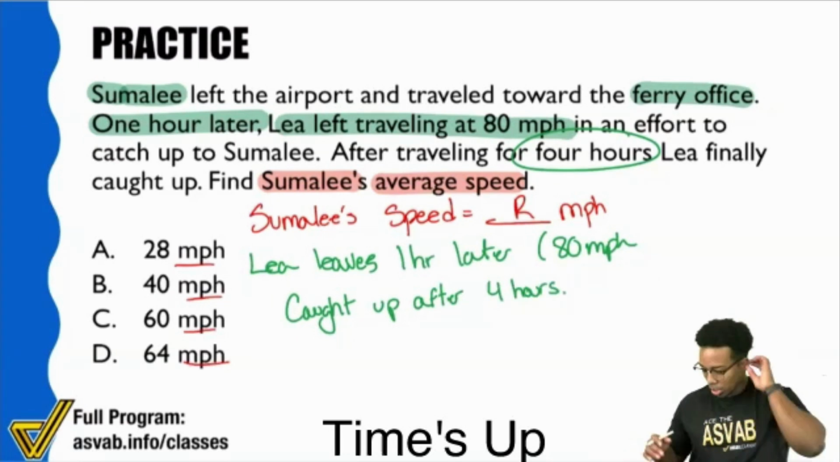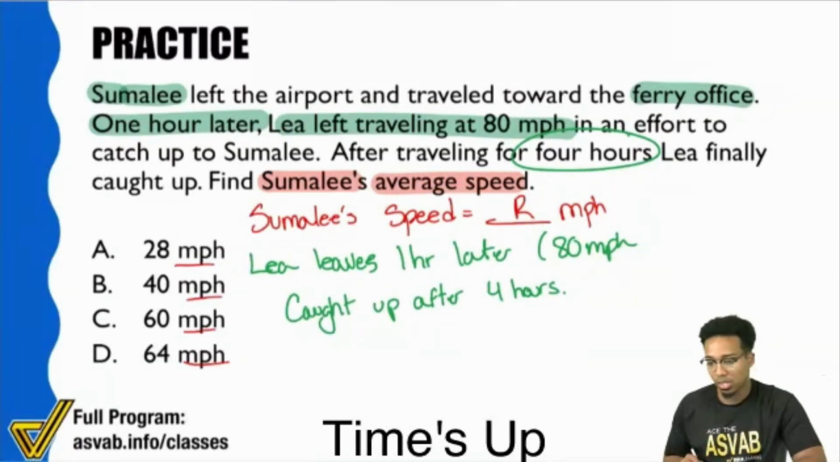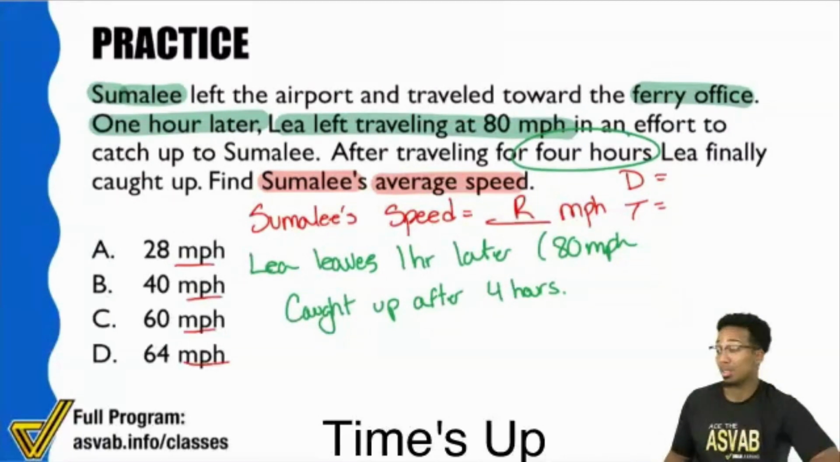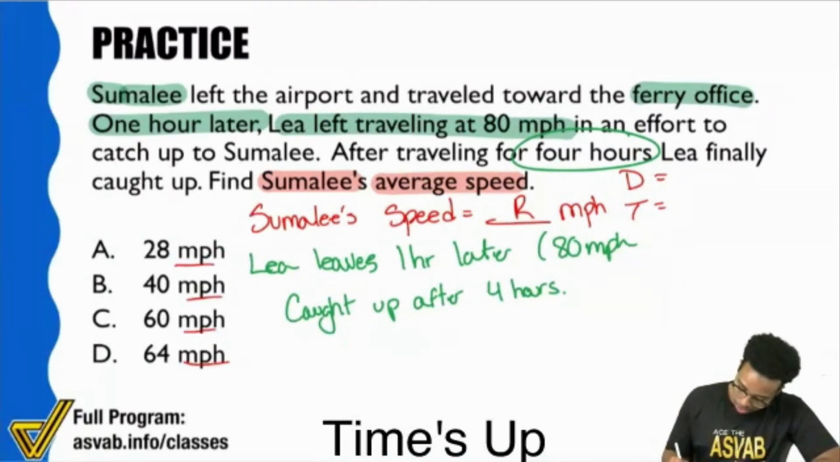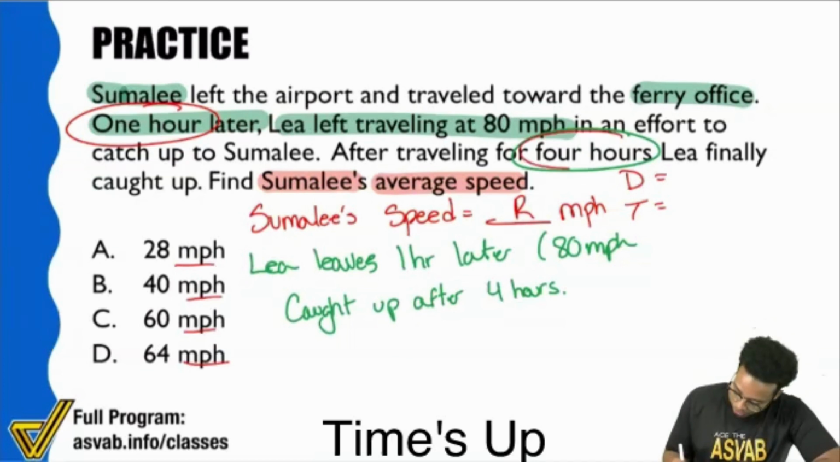Okay, so when looking at all of this, what I'm looking for is Suma Lee's speed, not Leah's speed. So what I need to get Suma Lee's speed is Suma Lee's distance and Suma Lee's time. I need Suma Lee's distance and time to get Suma Lee's rate. So what do I know? I know that Suma Lee was going for an hour, and then 4 hours later, so that's 5 hours.